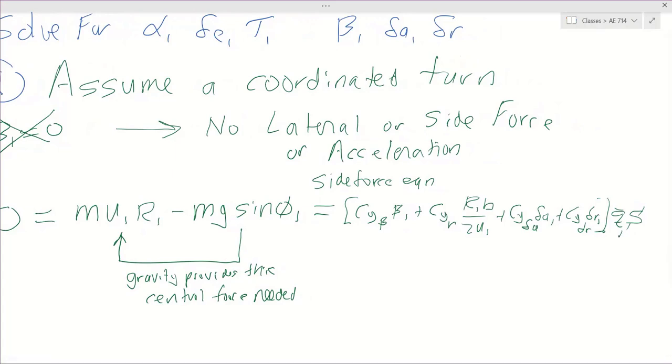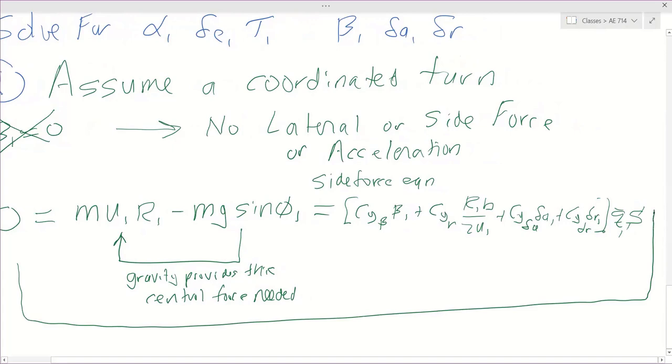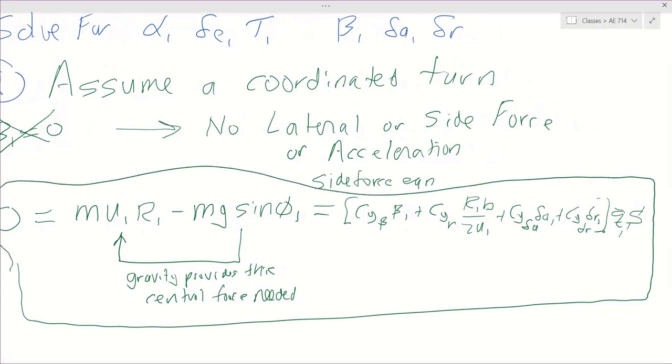So this concept and equation may be one of the most valuable things I think you learn from this class: the definition of a coordinated turn. There is no side force on the airplane. And again, the key is remembering this: gravity provides the centrally acting force needed to do the turn.